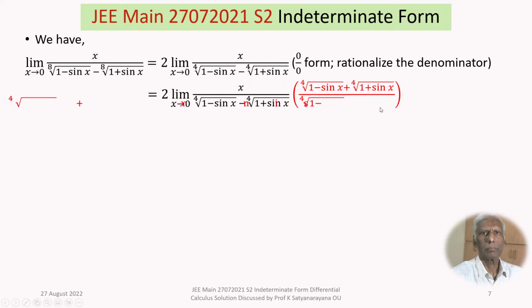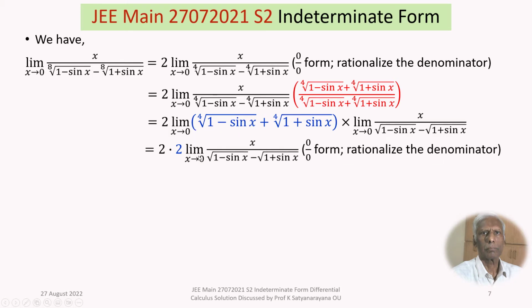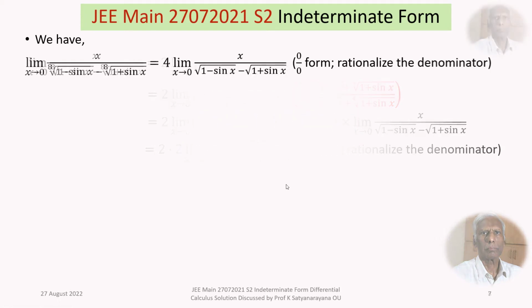We rationalize. Now we multiply in the denominator. When you multiply, you will get the square root of 1 minus sin x minus the square root of 1 plus sin x in the denominator. Then you will get 2 times limit as x tends to 0 of the 4th root of 1 minus sin x plus the 4th root of 1 plus sin x, multiplied by limit as x tends to 0 of x by, after multiplying the denominator, you get this one. And 2 into the limit of this is 2 into 2. Limit as x tends to 0 of x by the square root of 1 minus sin x minus the square root of 1 plus sin x. Again, it takes the 0 by 0 form. Right. We rationalize the denominator. We continue in the next slide.